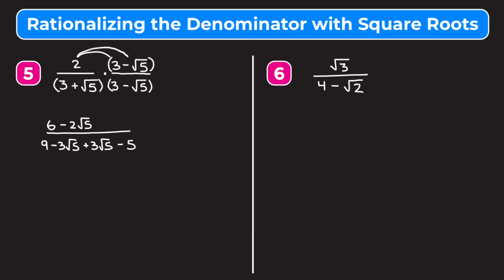And now what you may notice is that these two middle terms are opposites, so they're going to cancel out. And that's what we need to happen. So on the top, we still have 6 minus 2 root 5. On the bottom, because our middle terms cancel out, we're left with 9 minus 5. And when we simplify the bottom, we no longer have a root. We have 9 minus 5, which is 4.